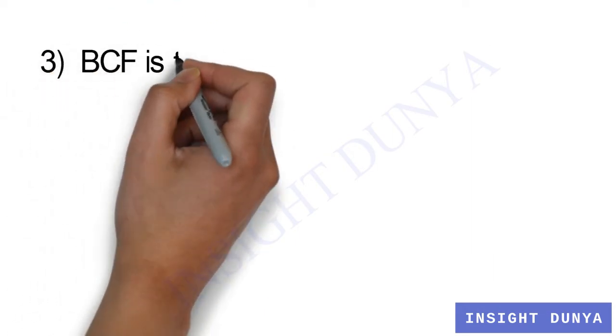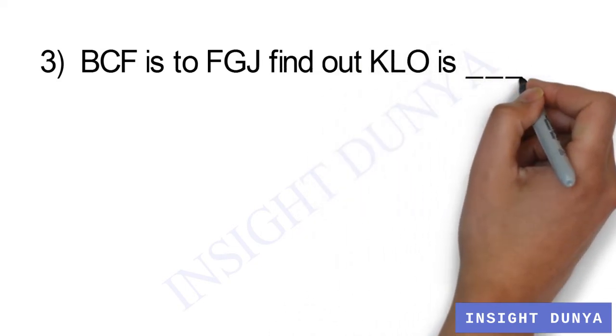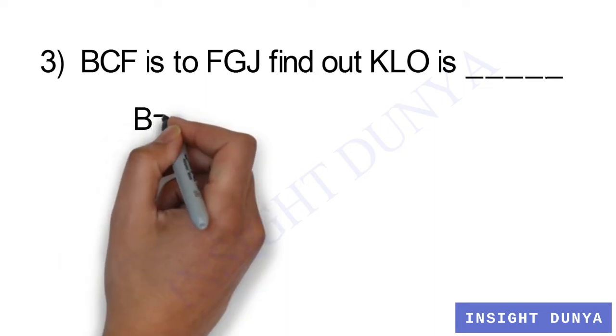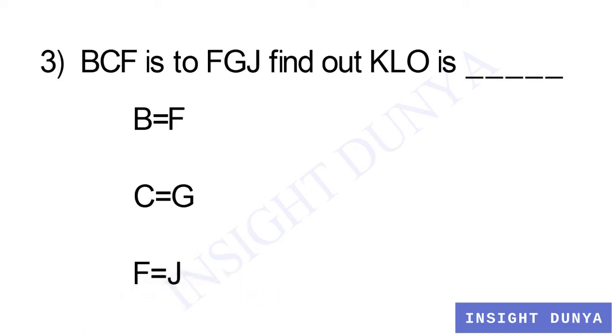Question number 3. BCF is to FGJ. Find out KLO is to dash. You can see that in BCF is to FGJ, B is equal to F, C is equal to G, and F is equal to J.